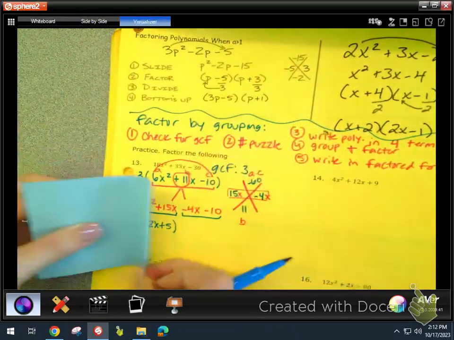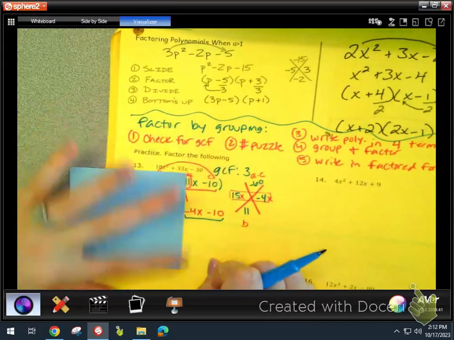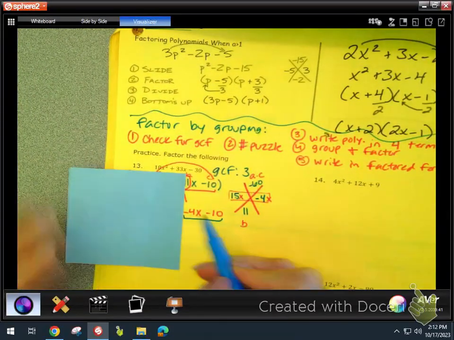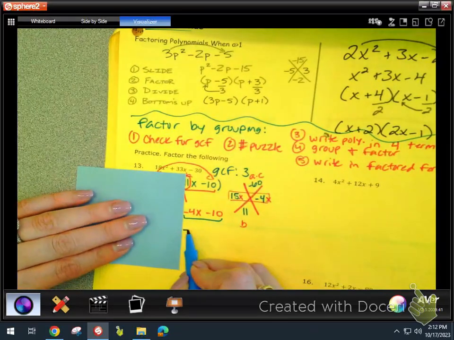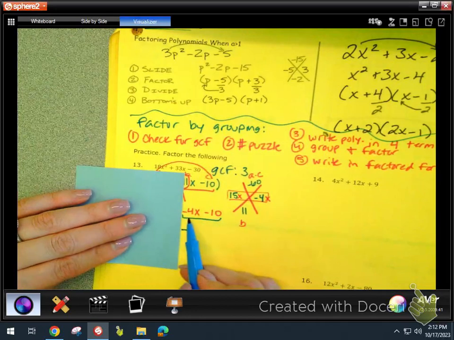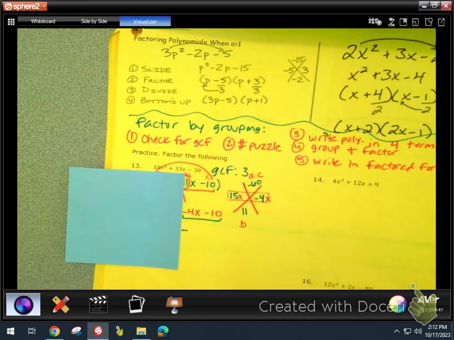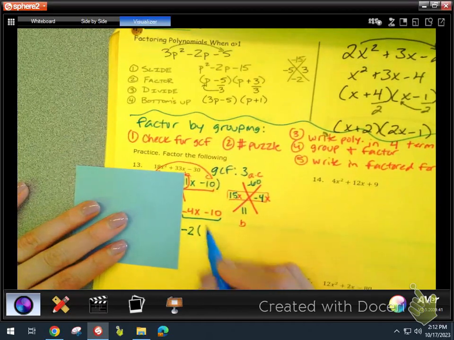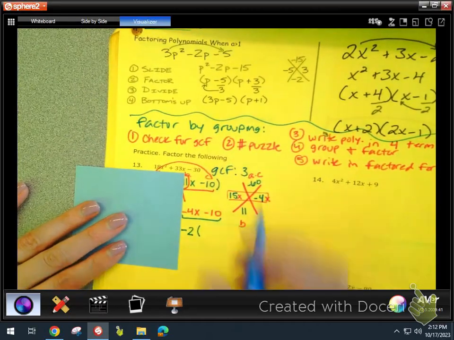On the other side, my group, be careful here, this guy is negative. If that third term is negative, then you are going to take out a negative. What can I take out of negative 4x and 10? Negative 2. Careful with the signs. Negative 4x divided by negative 2 is?